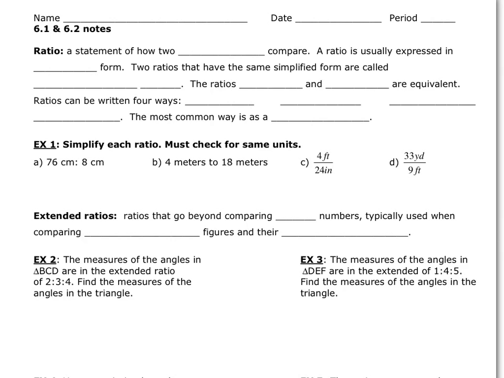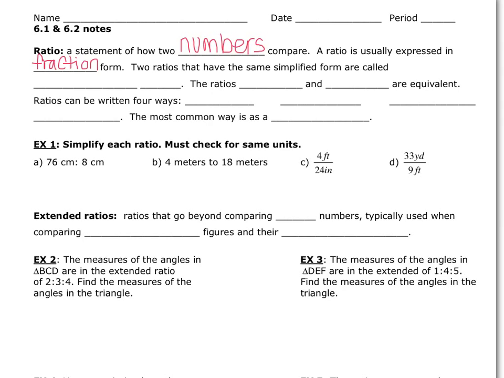Basically, a ratio is just a statement of how two numbers compare. Now, a ratio is usually expressed as a fraction, so a lot of students get a little scared or worried when they see the word ratio. But again, I just cannot stress enough that a ratio is just a fraction. So it's just comparing two numbers.